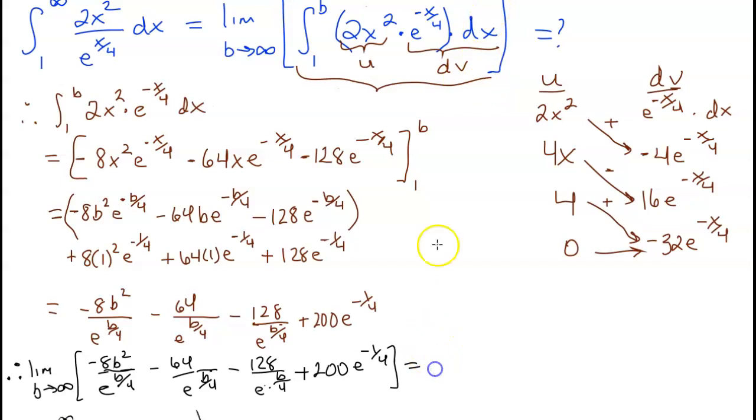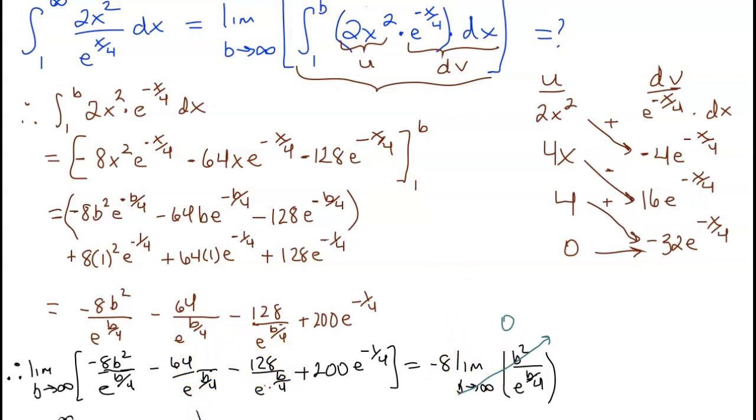And so the way that I'm going to write that here is I'm just going to say this is 8 times the limit. Not sure why I'm having such a hard problem with my pen today. So 8 times the limit of b squared over e raised to b over 4. And of course, this particular limit here will go to 0. And the same thing is going to follow suit for these other 2 because of the same reasons.